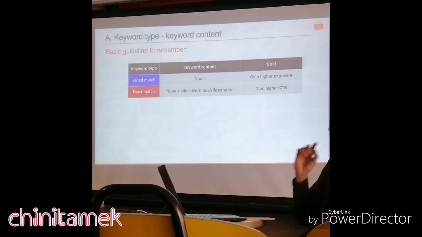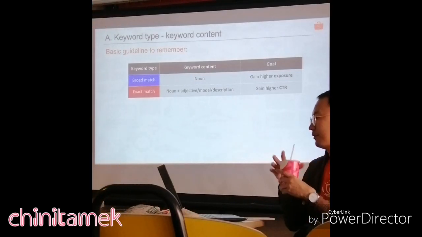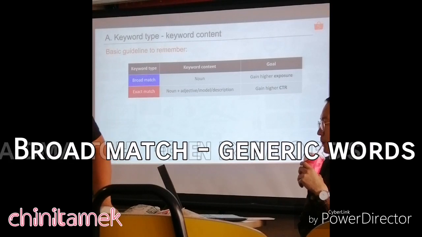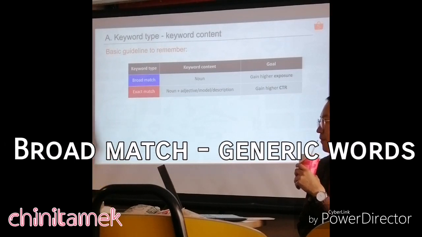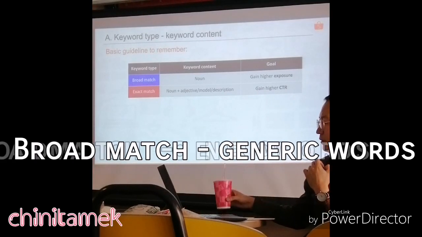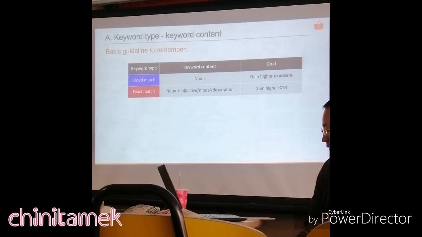Alright, so this is the very basic guideline to remember when you're setting up your paid ads keywords. This is the golden rule of paid ads. For broad match, it's usually just a noun, just one word: bags, shoes, phone, a very generic word. And of course, your goal for that is to gain higher exposure. How come? Let's say a buyer doesn't really know what he or she wants when she gets on the platform, so she just scrolls and scrolls.